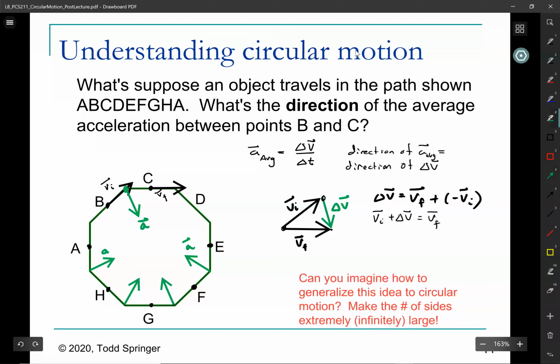So every time the direction of the velocity changes, you have an acceleration, and that acceleration always points towards the center of this object. Now, this is not exactly circular motion, it's an octagon, but hopefully you can see how this is going to work when I do it with circular motion. If I just made a lot more sides, it gets closer and closer to a circle, and I would still have all of those acceleration vectors pointing towards the center. So there is an acceleration in circular motion because the direction of the velocity is constantly changing, and that acceleration always points towards the center of the circle.